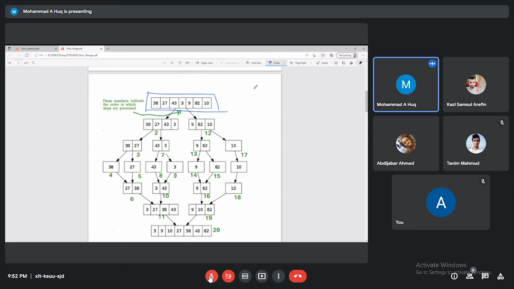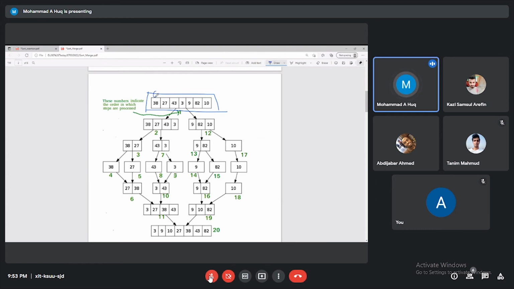So if your array has 8 elements, then it is very easy. The left array will contain 4 and the right will contain 4 elements. But what will happen if you have 9 elements? Then you can do it like that.